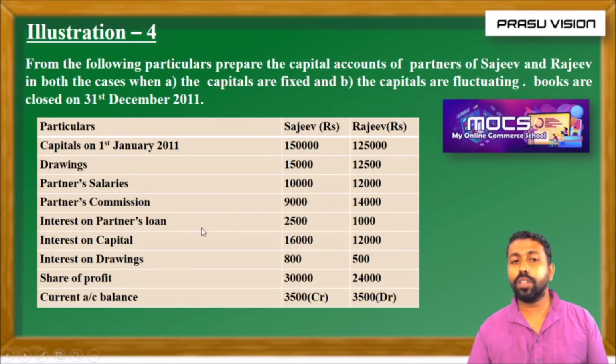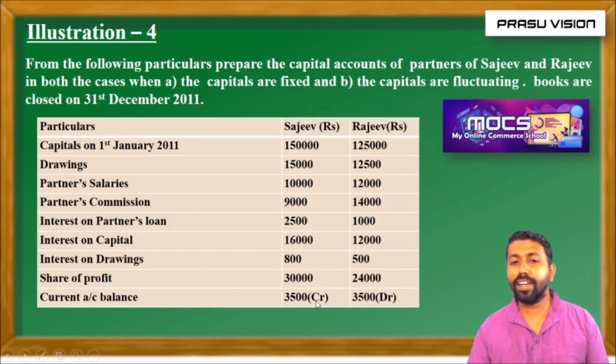So through this problem, we are going to learn how to adjust the amount of interest on partner's capital, where we have to adjust whether we have to take it in the partner's capital account or in any other account. Then the amount of interest on drawings is given, 800 for Sajeev and 500 for Rajiv. Share of profit of each partner, 30,000 and 24,000. Also the current account balance is given.